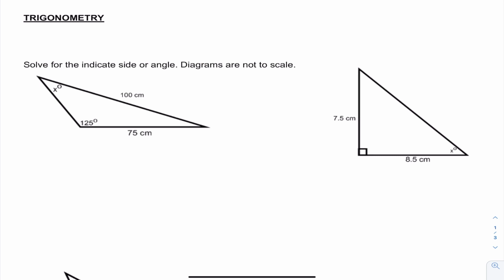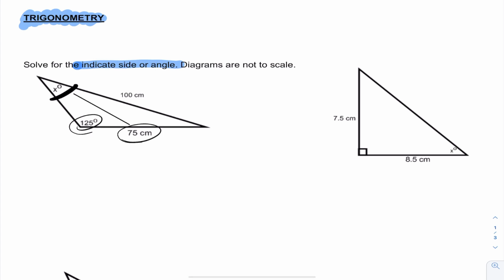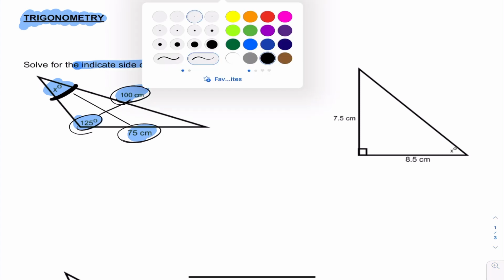Now we're going to be looking at the trigonometry section. Let's take a look at the first question here. Solve for the indicated side or angle. They want us to solve for angle x here. And in this case, notice that I have these two opposite sides and I have these two here. So we're in a situation where I have 3 of the 4 that I want. So this is a sine law question.